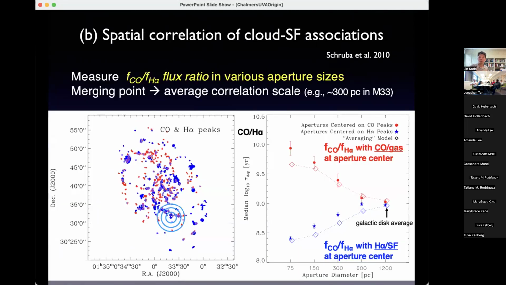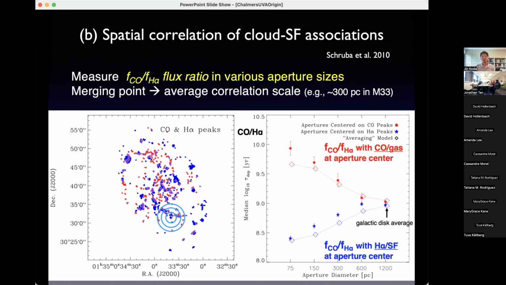So for 2 of the 3 arguments for short lifetimes, we can easily come up with counter arguments. So the third one is the spatial correlation between molecular clouds and star formation, or star forming regions. And this one is a little bit difficult to explain. So I want to go back to the beginning, go back to some history.